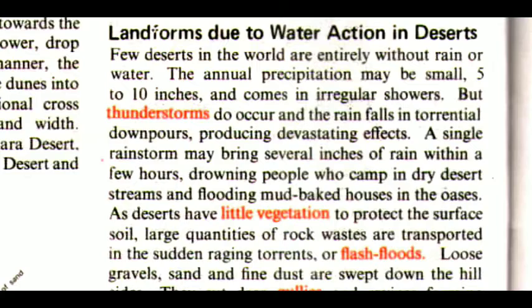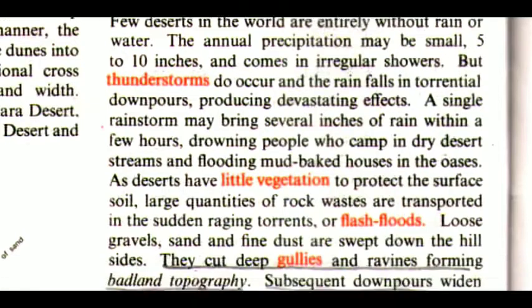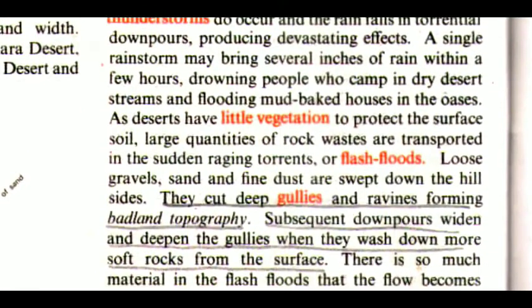Few deserts in the world are entirely without rain or water. The annual precipitation may be small, 5 to 10 inches, and comes in irregular showers. But thunderstorms do occur, and the rain falls in torrential downpours, producing devastating effects. A single rainstorm may bring several inches of rain within a few hours, drowning people who camp in dry desert streams and flooding mud-baked houses in the oasis. As deserts have little vegetation to protect the surface soil, large quantities of rock wastage are transported in the sudden raging torrents or flash floods.